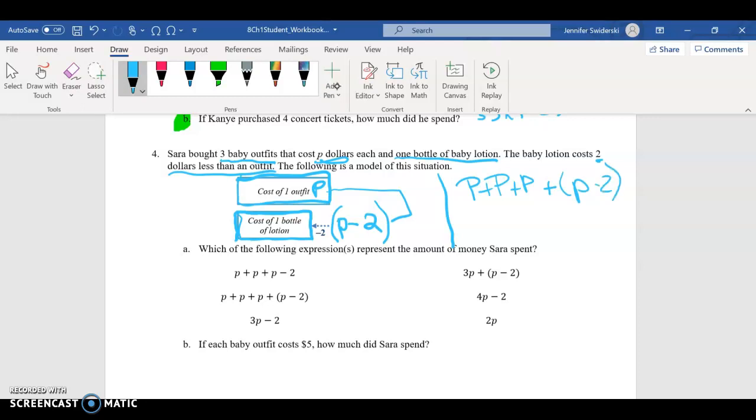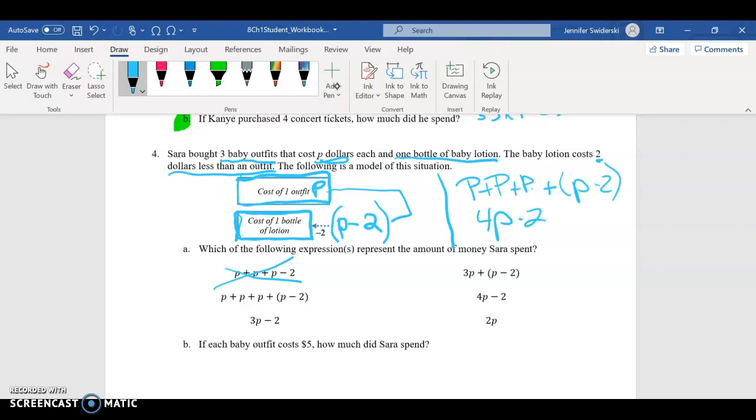Go ahead and circle down below which of the expressions you think would work. Freeze your screen, try it out, and then I'm going to go over these. Will this first one work? No, and here's why. Because we have 1, 2, 3, 4 P's minus 2. This is only saying 3 outfits minus 2. So this will not work.